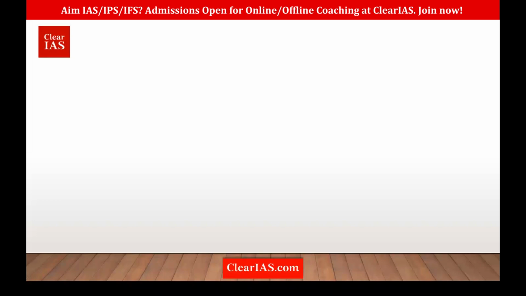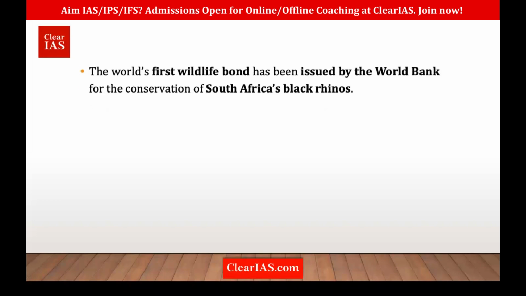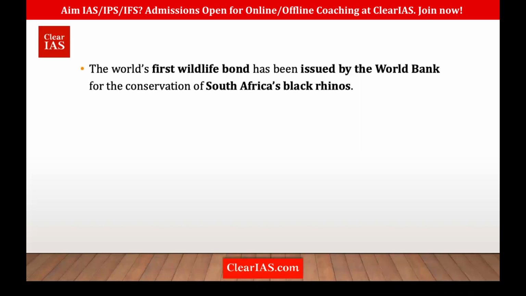Okay. So the Wildlife Conservation Bond is a particular bond which was issued by the World Bank recently for what? In order to conserve South Africa's black rhino. In order to conserve it, the World Bank came up with the first wildlife bond. We know there are so many types of bonds in the stock market, but this is a new bond.